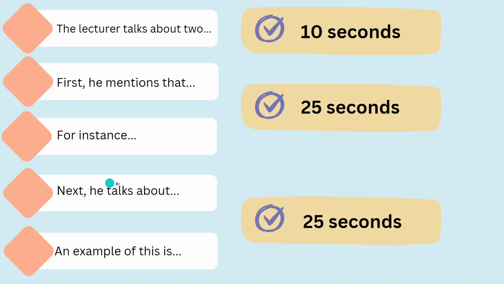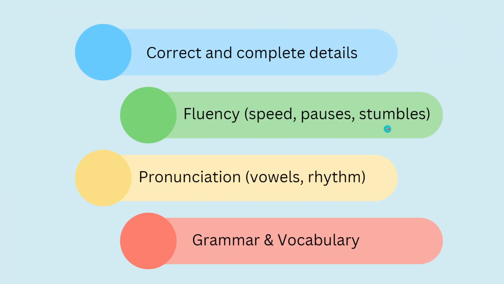And then you're going to mention the second thing. Next, he talks about, fill in the blank from your notes. An example of this is, fill in the blank from your notes. And again, spend about 25 seconds on that. As you can see, I haven't put a conclusion in because I don't think it's necessary. And that's basically it. In terms of how your answer is scored, there's a few things to keep in mind.